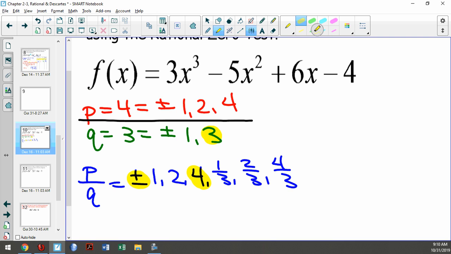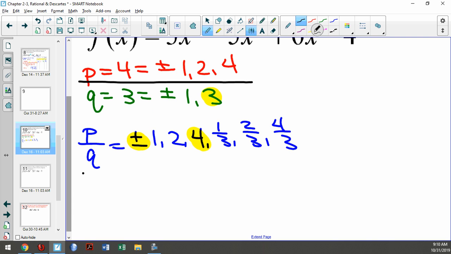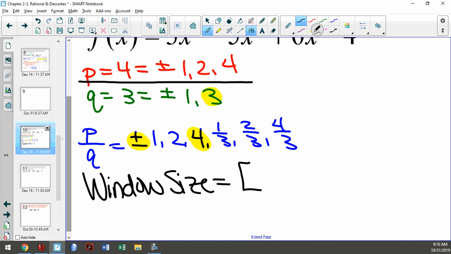Now, I want you to highlight the plus and minus and the biggest number, which is 4. And I want you to add 1 unit to that, and that will give you your window size. So I'm going to be from what to what? -5 to +5. Do we all understand that? All of my rational roots will be from -5 to +5. I do not have to go outside that. If my biggest number was 24, then I'd be from -25 to +25. Do we all understand that? Yes? Okay.